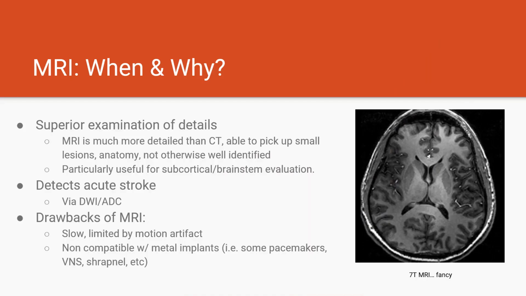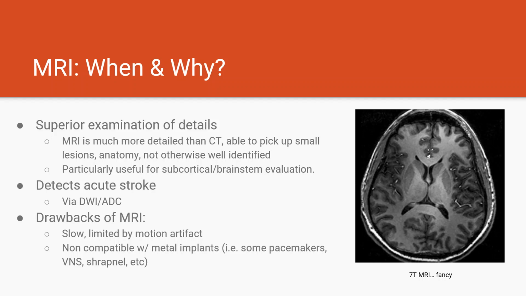Okay, so let's get into it. So we use MRI of the brain a lot in neurology. It's an excellent imaging modality, specifically because of its superiority to CT in terms of examination of details. When I explain it to patients, I tell them we're using it to get a high definition look at their brain, and that's essentially what it is.